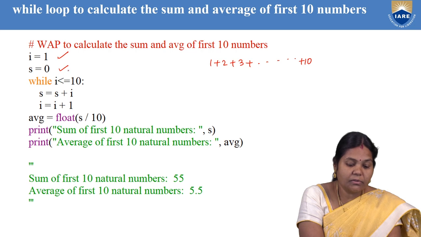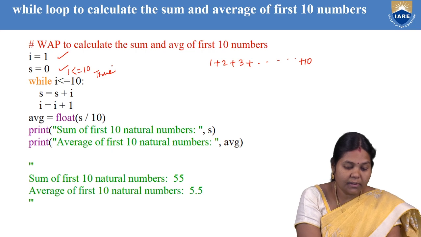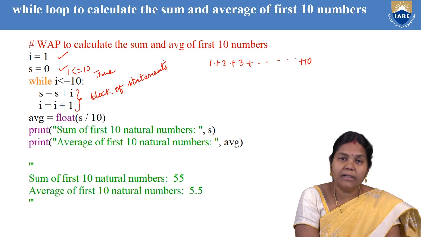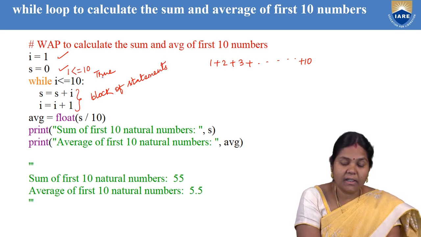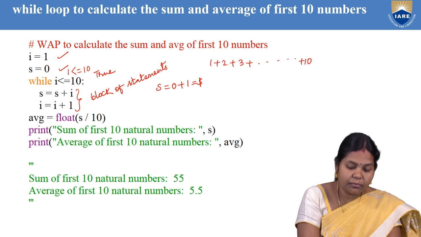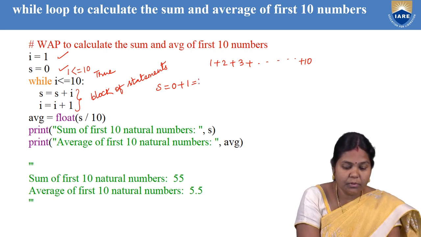First time i is equal to 1. So 1 is less than or equal to 10, and this condition is true. If the condition is true, then the block of statements inside the while loop will be repeatedly executed. So s is equal to s plus i. Initially sum is 0 plus the i value 1, so sum becomes 1. Next, i is incremented to 2. The i value was initially 1, so it becomes 2 here.